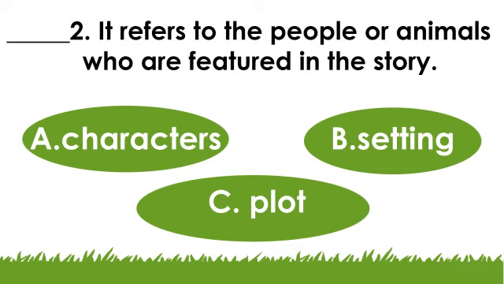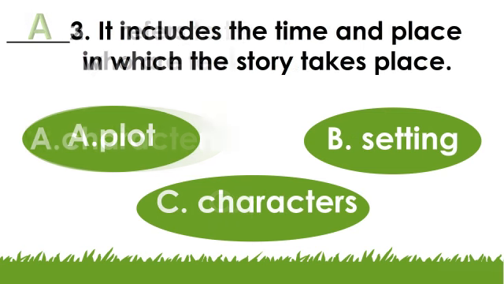Number 2. It refers to the people or animals who are featured in the story. A. Characters. B. Setting. C. Plot. The correct answer is A. Characters. Number 3. It includes the time and place in which the story takes place. A. Plot. B. Setting. C. Characters. The correct answer is letter B.